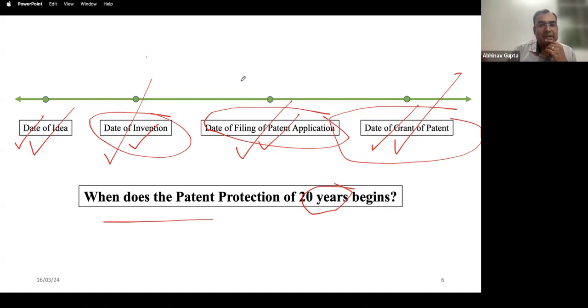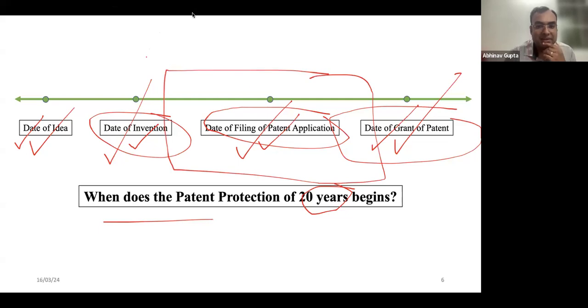So the 20-year protection begins from the date of filing of the patent application. Now, that's the usual presumption, Anshika, that from the date of the grant of the patent I will get 20 years of patent protection. The answer is no. It is from the date of filing of the patent application.